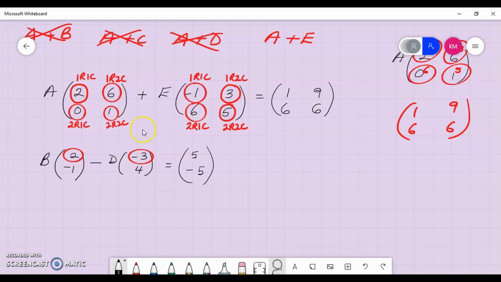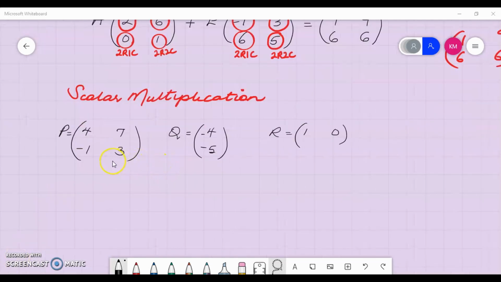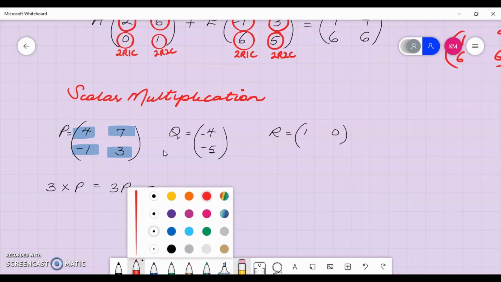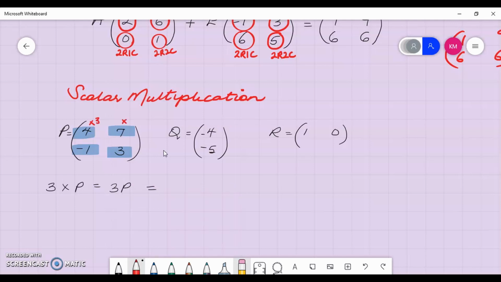Let's move on now to scalar multiplication. So here we have 3 matrices, P, Q, and R. Let's say we want to multiply 3 by P. Now, in matrices, we write it as 3P. How do we go about finding 3P? I simply multiply 3 by each one of these elements here.